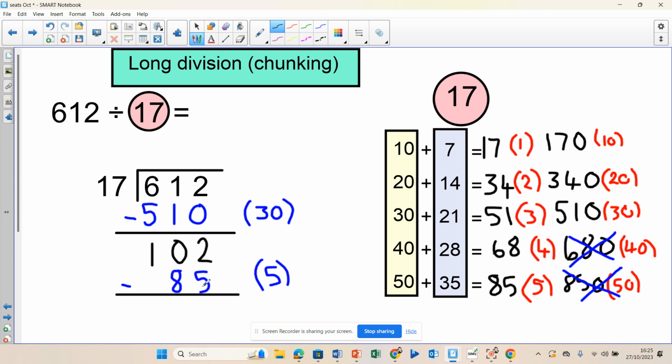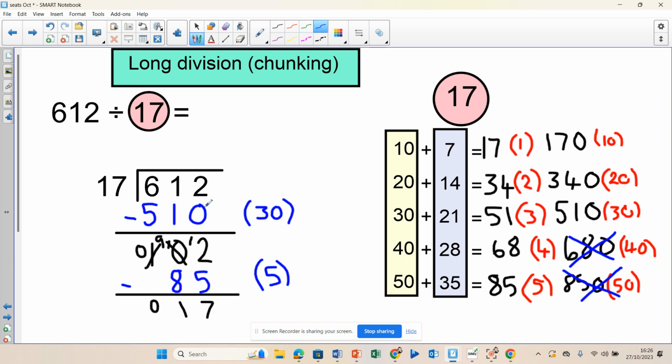So 2 subtract 5 you can't do, so you go next door, that's 0, so I'm going to have to go over here. My 1 becomes a 0, that 0 becomes 10, cross that one out again, that becomes a 9, and now I've got 12. So 12 subtract 5 is 7, 9 subtract 8 is 1, and 0 subtract nothing is 0. So I'm left with 17. Okay.